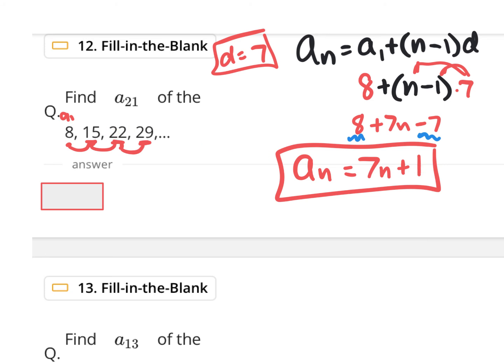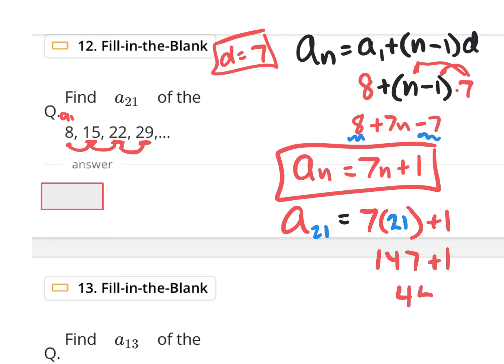So they are not asking for the a sub nth rule, but we do need it. We want to find a sub 21. So to find a sub 21, what does that really mean? You see that the n got replaced with the 21. That's what I'm going to do. I'm going to replace this n with the 21. So instead of 7 times n, I have 7 times 21, and then plus 1. Now, with the calculator, 7 times 21 equals 147, plus 1 more, that'll be 148.